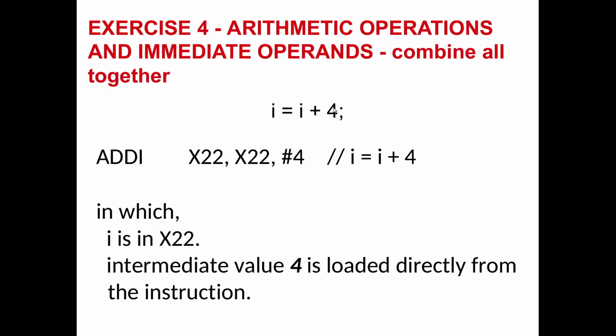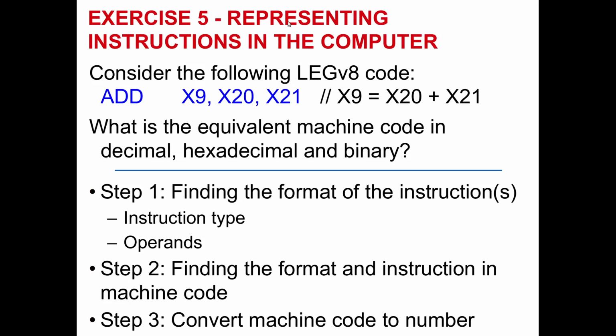So here is the combination code. We need only one instruction to show this C code, and so this is the instruction we need. Next, we go to exercise number 5, representing instructions in the computer.